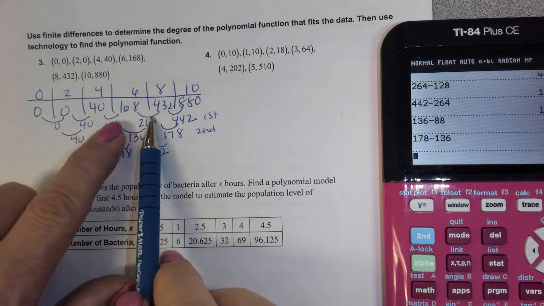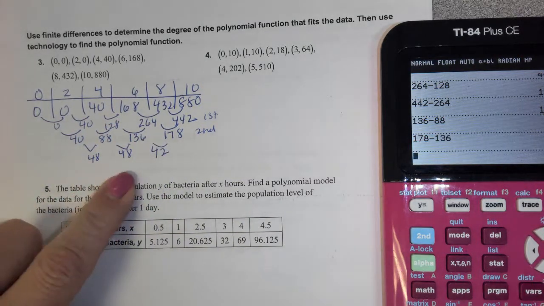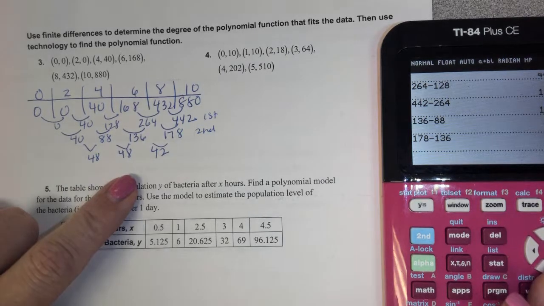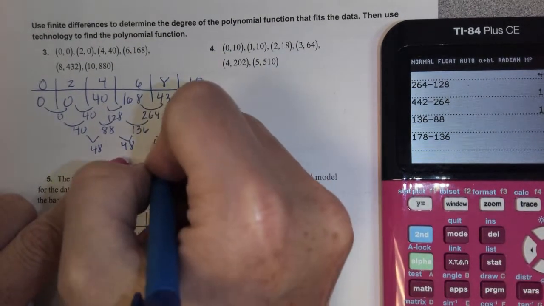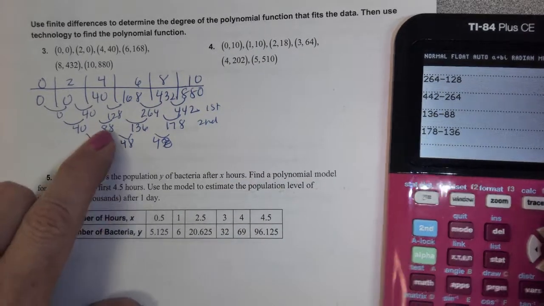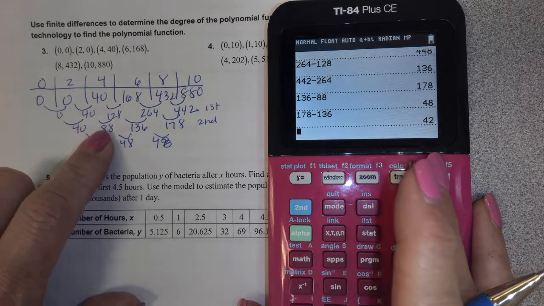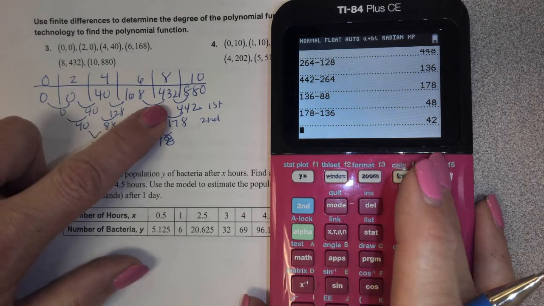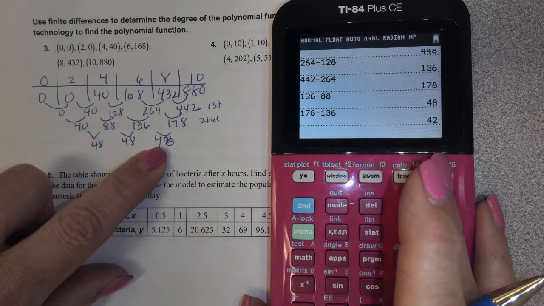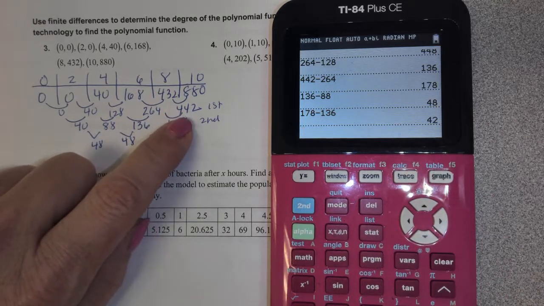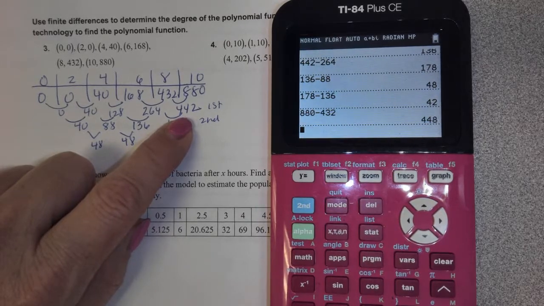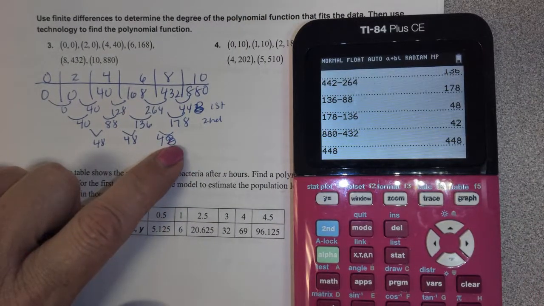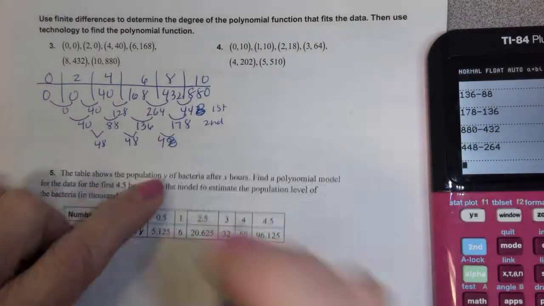Let's see here. So it's not going to be cubic. I would then have to keep going on that. Let's say that that was 48, though. Did I have a mistake somewhere? Where is it? It has to work. Carson, where is it? Yeah. Did I? Right here? Yeah. 880 minus 432, 448. Thank you. So that's 448. That's 184.